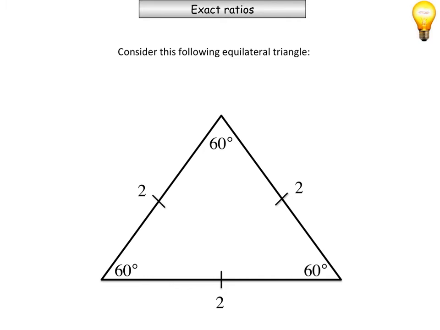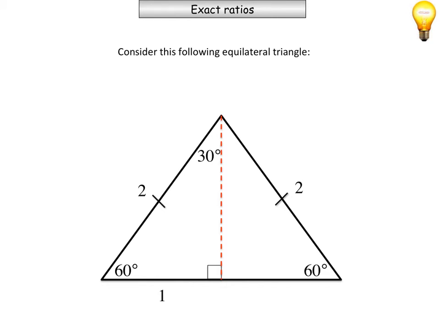In the previous one we had a look at an isosceles triangle. Here I've got a particular type, which is an equilateral triangle. All angles are 60 degrees and all side lengths are the same. I could choose 1, 1, 1, 2, 2, 2, 3, 3, 3. I've chosen 2, 2, 2 for a specific reason, and here is why.